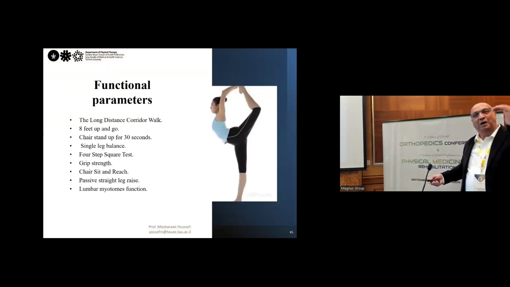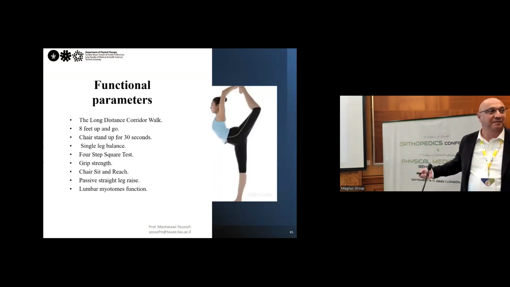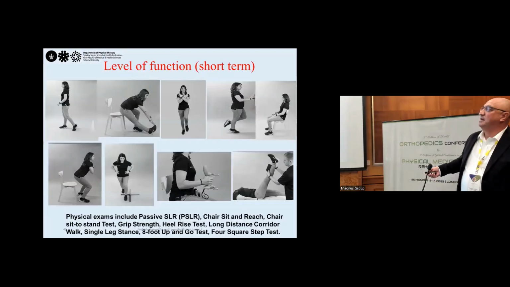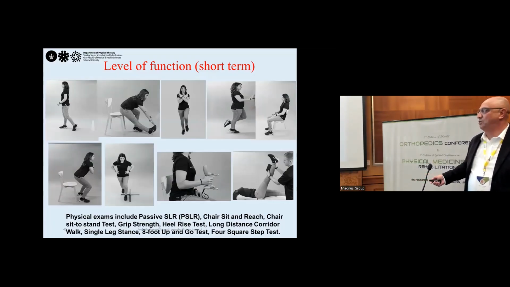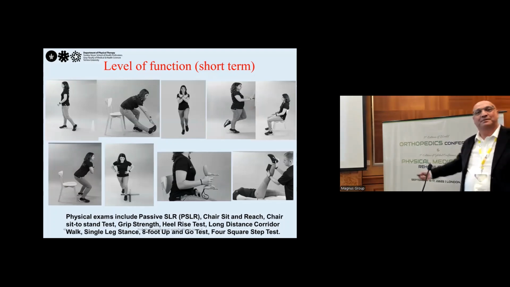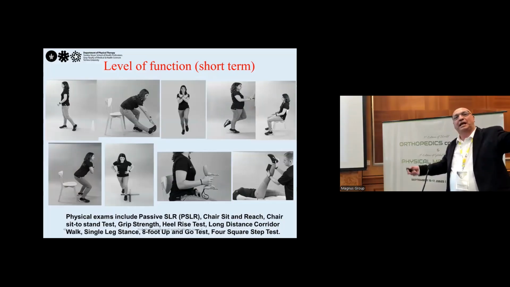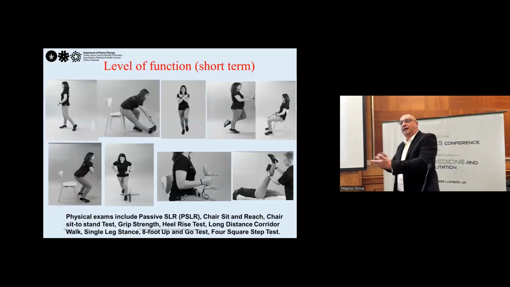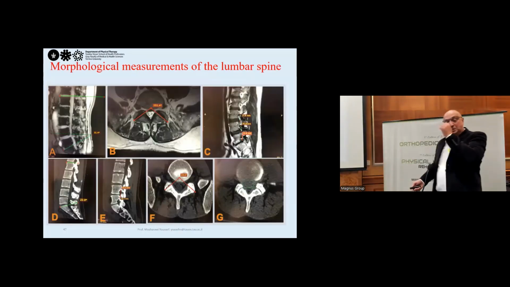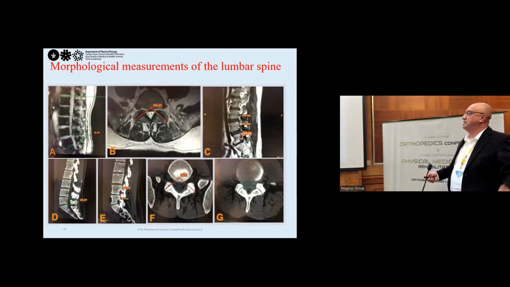So I want to know what's happening with you, and the functional parameters. A lot of physical examination in the first two sets. As you see here, we have passive SLR, chair sit and reach, chair sit to stand, grip strength, heel rise, lunge descent or corridor walk, single leg distance, 8 foot up and go test, 4 square step, many examinations. If you take this list to the physiotherapist, check it and write down how much is achieved, you might really understand what a success is.